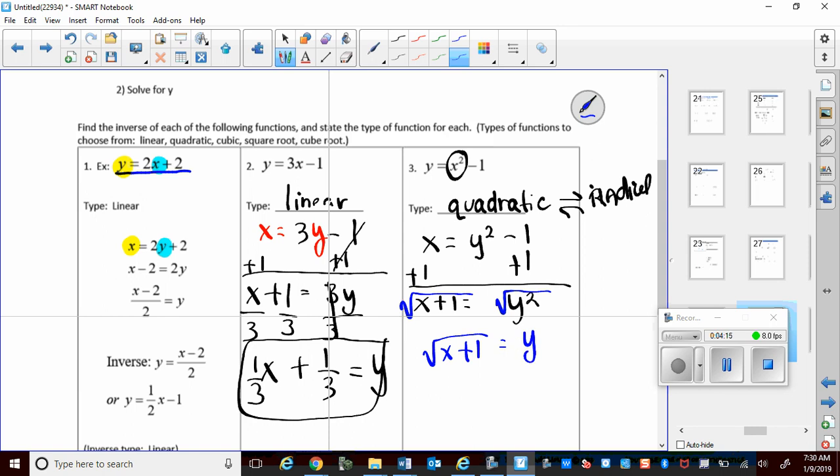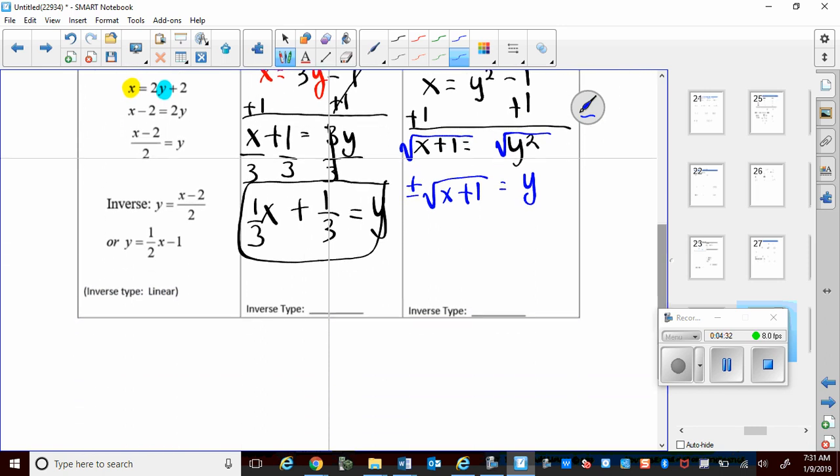Okay? And what we'll find here, we can say plus or minus. We always want to say that when we're finding the radical. But once we've settled that part, we found the inverse.